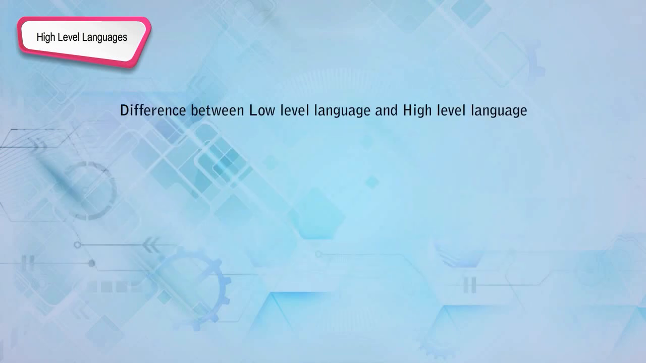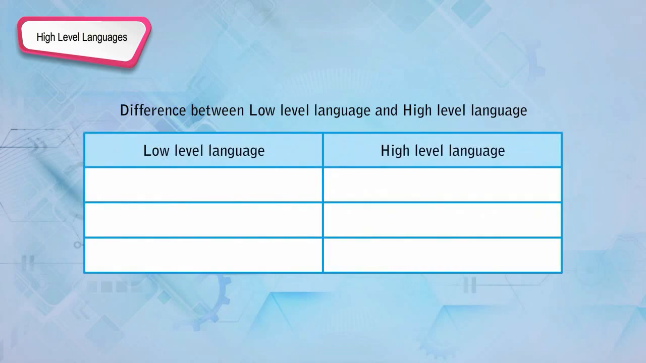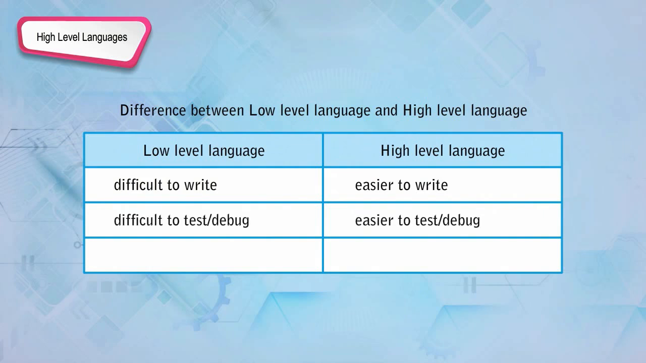Difference between low-level language and high-level language. Low-level language: difficult to write; high-level language: easier to write. Low-level: difficult to test, debug; high-level: easier to test, debug. Low-level: processing speed is fast; high-level: processing speed is slow.